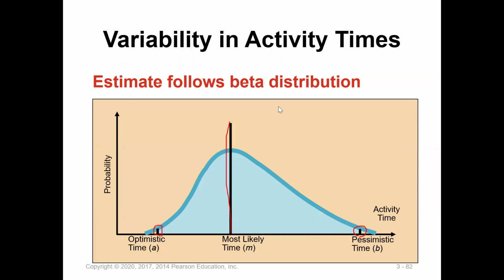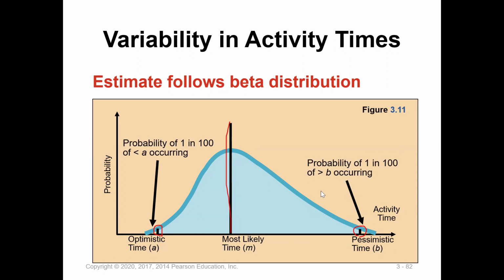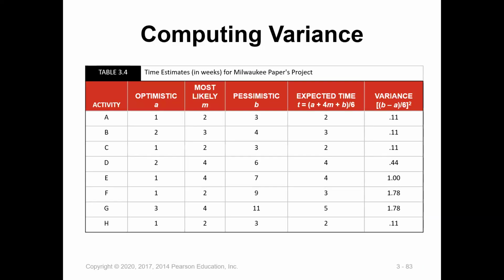So now, this is the most likely. This is the optimistic. The optimistic means, oh, we finish this activity very early. This is the most likely that we will finish this activity. Oh, this is the pessimistic time, B. We finish it late, okay? So now we will learn how to calculate the probability.